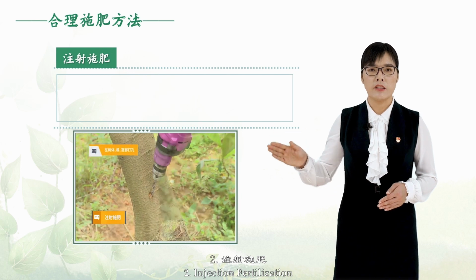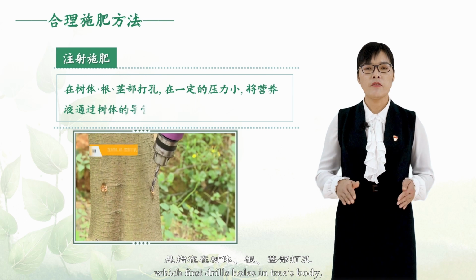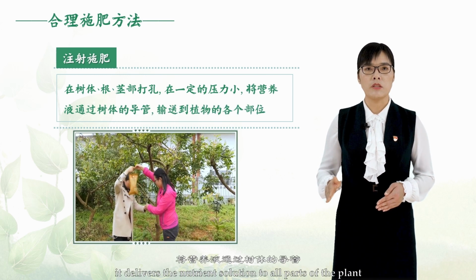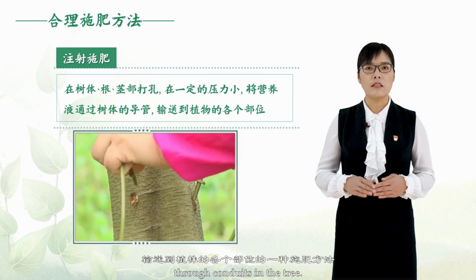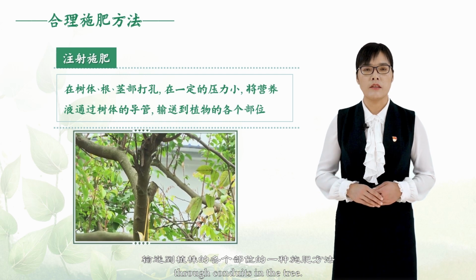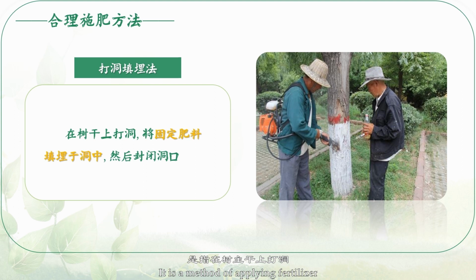2. Injection fertilization. It refers to a method of fertilization which first drills holes in trees' body, roots, and stems. Under certain pressure, it delivers the nutrient solution to all parts of the plant through conduits in the tree. 3. Hole filling method. It is a method of applying fertilizer by making holes in the trunk of a tree, filling the holes with solid fertilizer, and then closing the holes. This method is suitable for fertilization of trace elements.